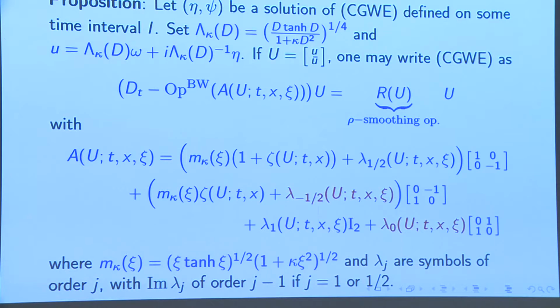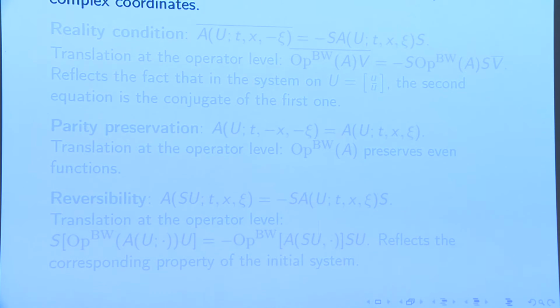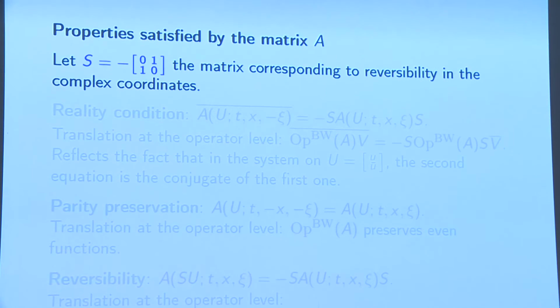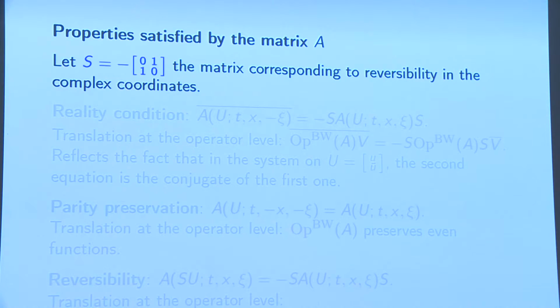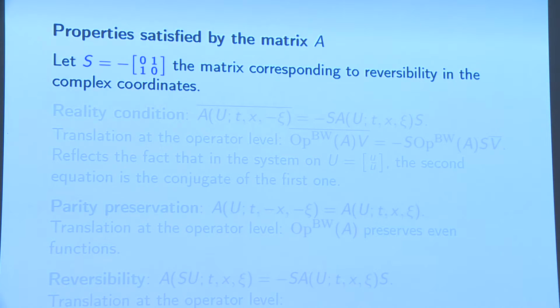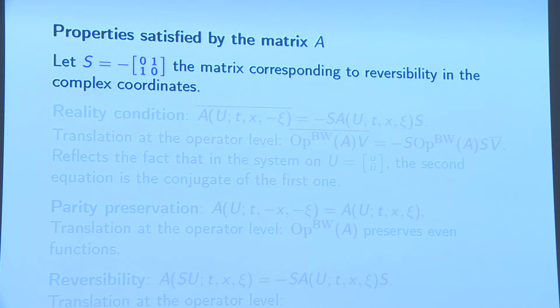So now that we have this form of the equation, let me also introduce 3 properties satisfied by the matrix of symbols A that will play an essential role. So recall that I define reversibility using some linear operator S. And now I will call S the matrix minus 0, 1, 1, 0. That's just a translation of the same operator, but on the new basis we are using in the complex formulation of our equation.